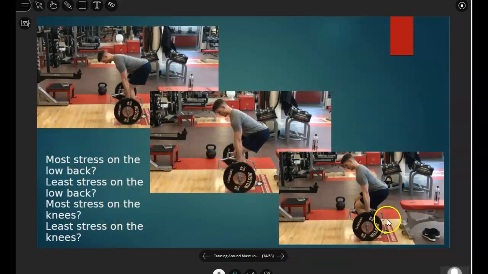Let's say there are 3 different variations of a trap bar deadlift. This one's a very quad dominant trap bar deadlift, where I'm staying really, really upright. This one's more of a traditional trap bar deadlift. And this one's like a Romanian trap bar deadlift. Which one do you think places the most stress on the low back? We can keep typing it in. Is it A, the one in the top left corner, B, the middle one, or C, the one on the lower right?